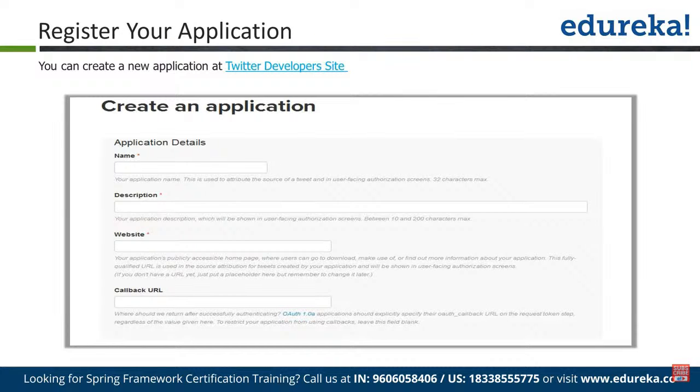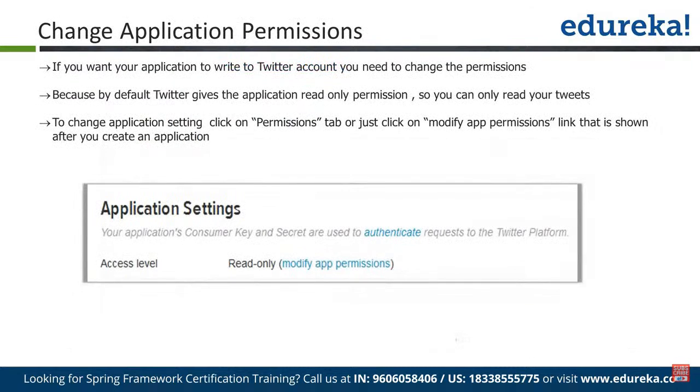Here you have to write your application details: name, description, website, and callback URL if you have one. Then you need to change the application permissions. Usually, once you log in the first time, it is read only. So you can modify your application settings by clicking on modify app permissions. It will take you to another page, something like this.